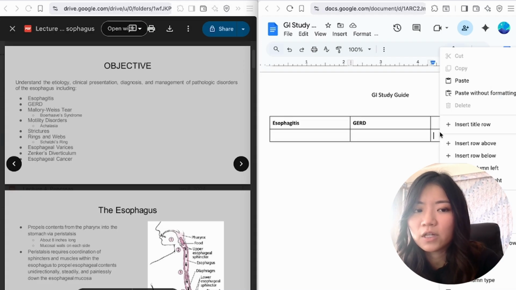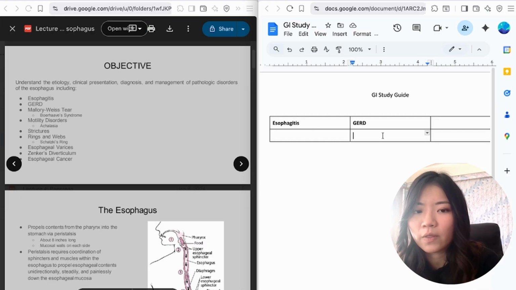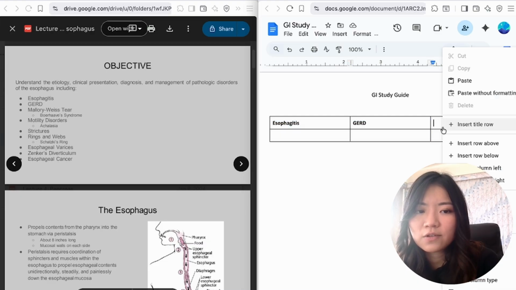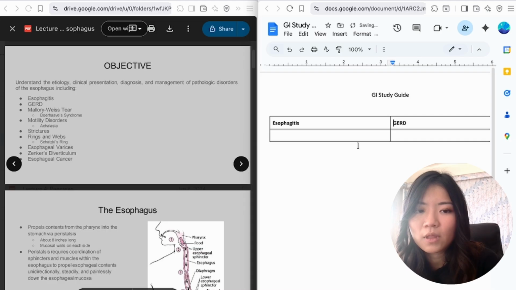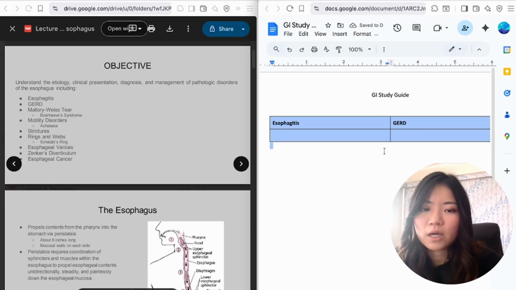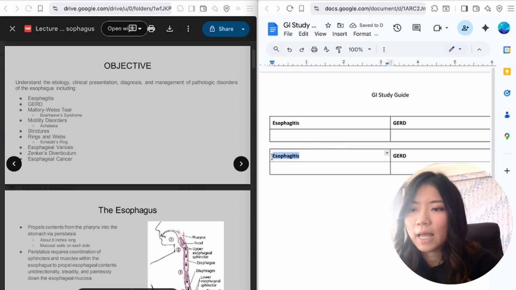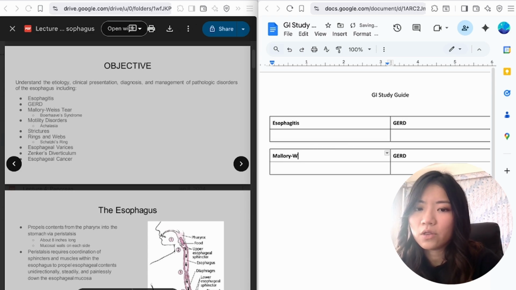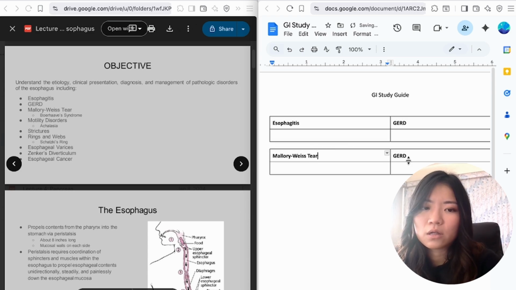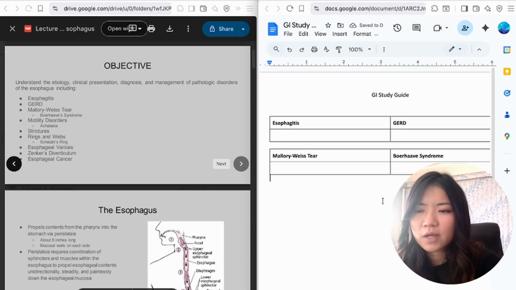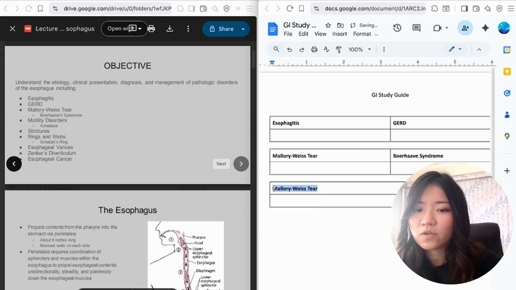Esophagitis and GERD definitely go together. Mallory-Weiss and Boerhaave syndrome are more similar than they are different. I'm gonna delete this column and then make a new one and put these 2 together. Motility disorders kind of seems like it's on its own. Sometimes there will just be one on its own and it's fine.